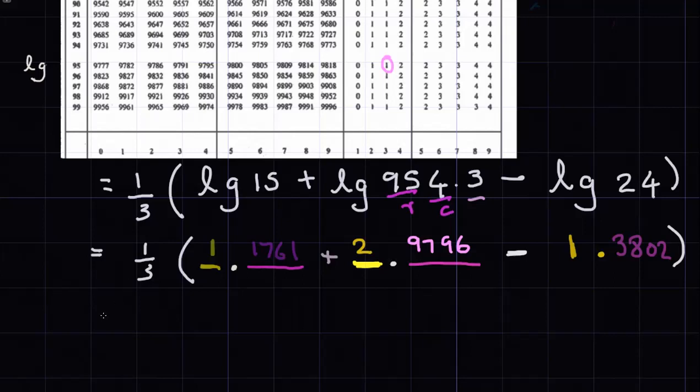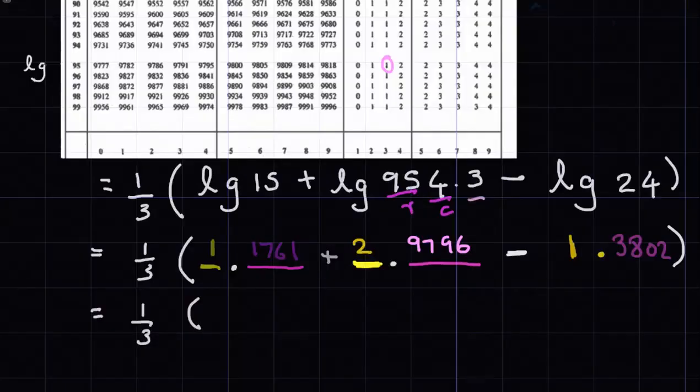So now we have 1/3 of what? Okay, so do the addition and then subtract. 1.1761 plus 2.9796. Get the addition, then do the subtraction and see what you get. So what do you get when you add and subtract? You would have got 2.7755.